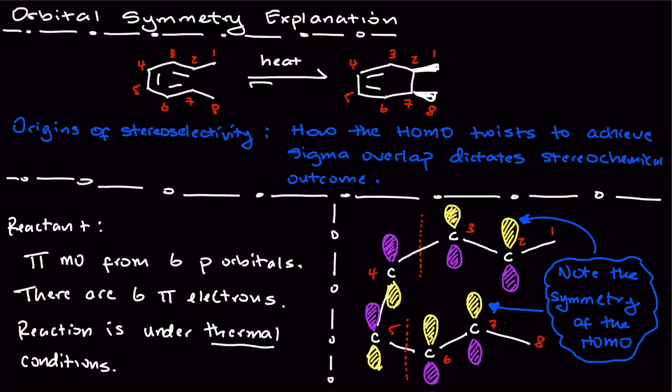So you can have your yellow phase on the same side as each other, and the purple phase on the same side as each other. This particular arrangement is going to dictate how the p orbitals are going to twist in order to form sigma orbitals.